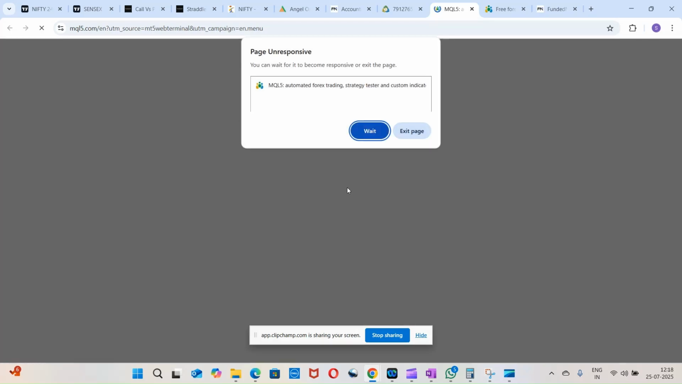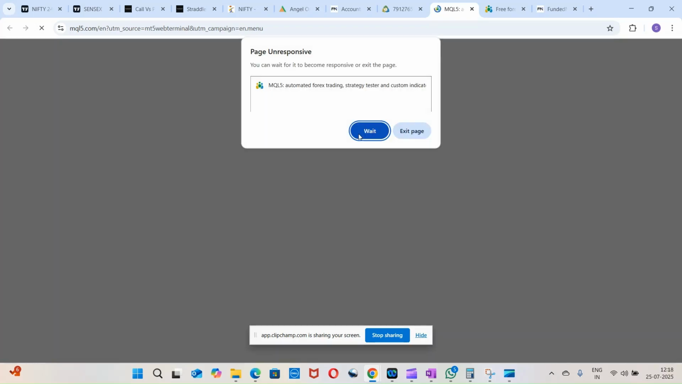Even TradingView allows you to do paper trading. They also give you around 100k dollars to trade, and I do use it actually. Not sure why this is not loading, but yeah, let's see this one. This one will load on.